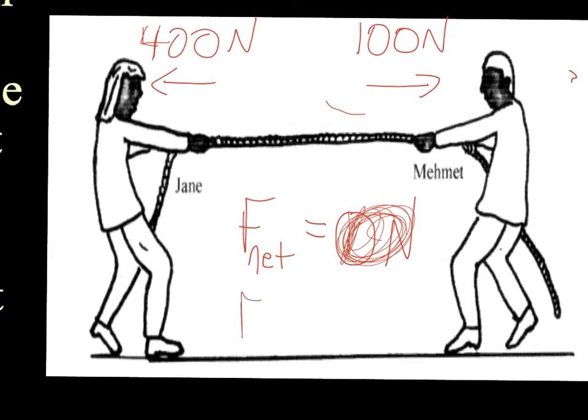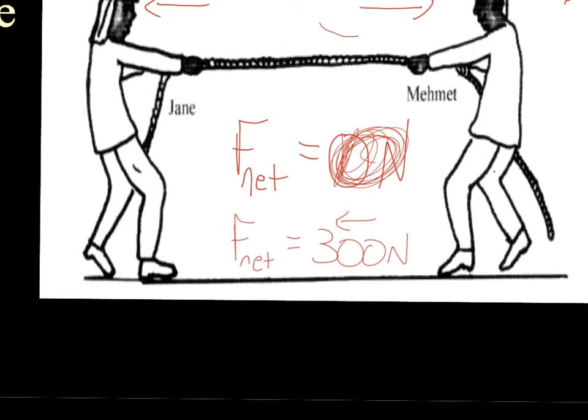So now there is a net force, F net, acting on the object. It is 300 newtons back toward Jane. And as you can imagine, once again, a force causes acceleration. So what's going to happen if Jane pulls with 400 newtons of force compared to Mehmet's 100? Mehmet's going to go for a ride. He's going to get pulled. They're going to be accelerating in that direction.